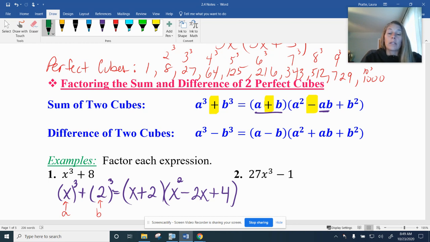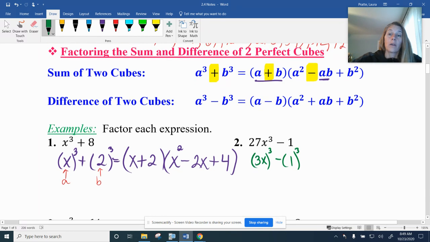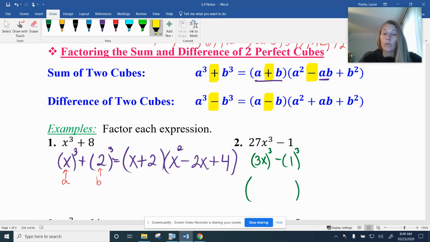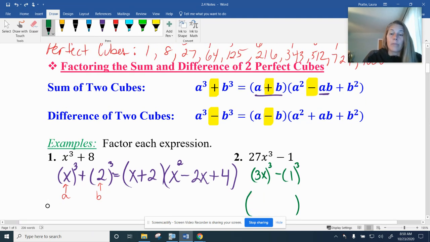So now if we do something like number 2, okay, this one, the x has a number in front, so we have to figure out what the cubic root of that number is, and it's 3. So we have 3x being cubed here, and of course 1 cubed is still 1. So now if I want to factor this one, my initial binomial parenthesis, notice here this is a subtraction or difference of 2 cubes, so that first little binomial is going to have a subtraction sign as well. So I'm just going to carry down that 3x minus 1 here.